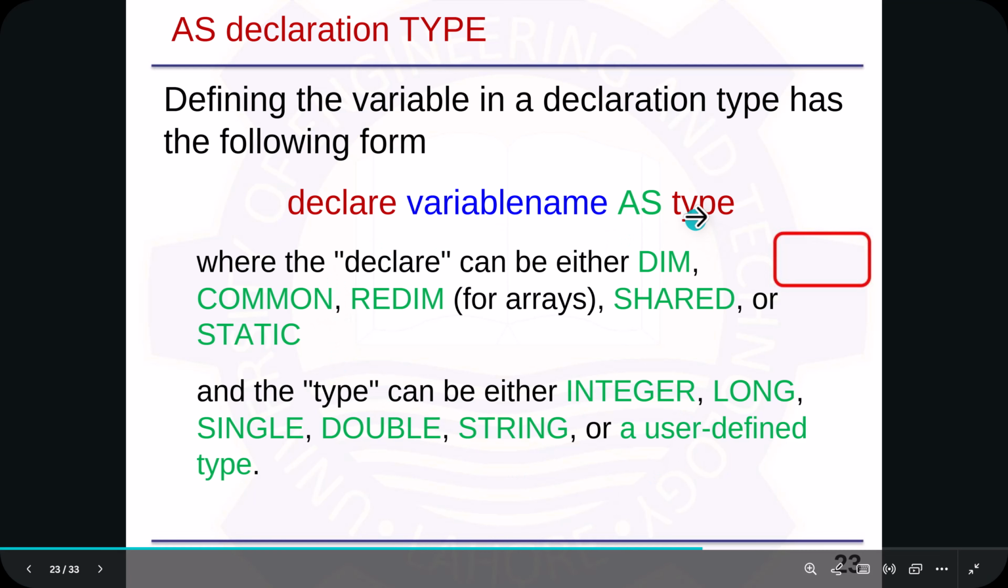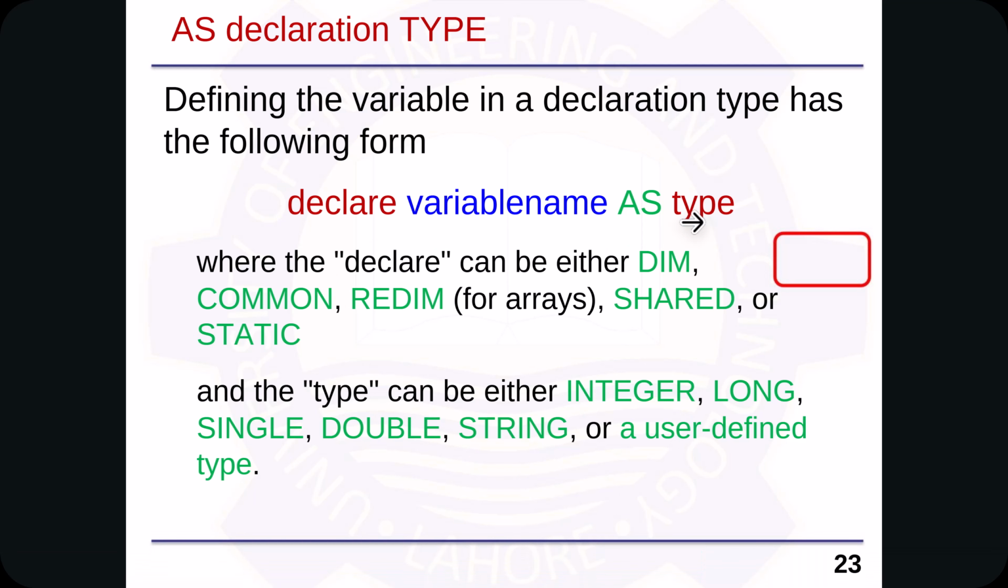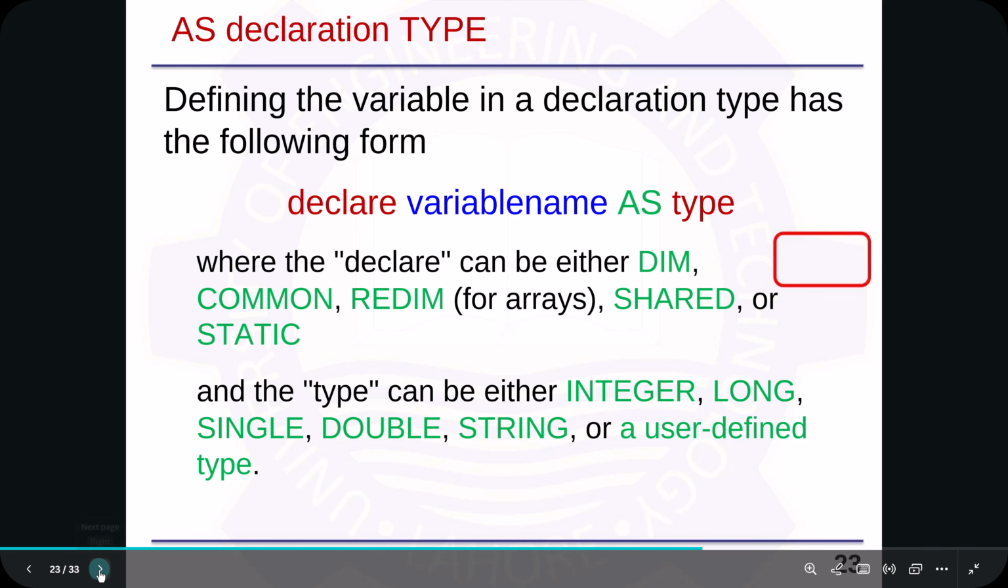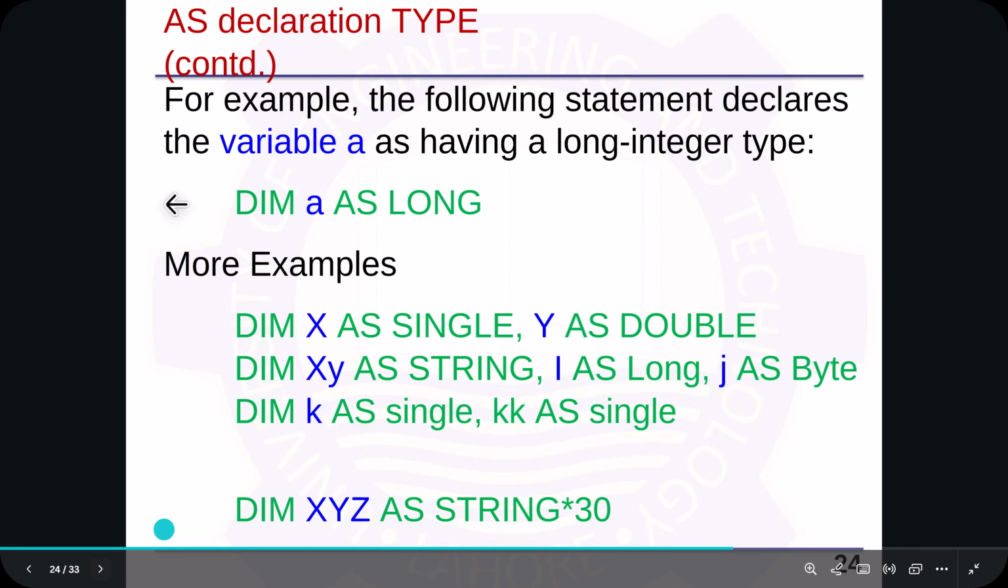The declare keyword is a way of defining what the variable is. These are the keywords. And the type is the data type we've talked about earlier on: the integer, the long, the single. And the variable name is the name that you've decided to give the variable, it's up to you. So as data type, these are examples: DIM a AS LONG, DIM x AS SINGLE, and so forth and so on.